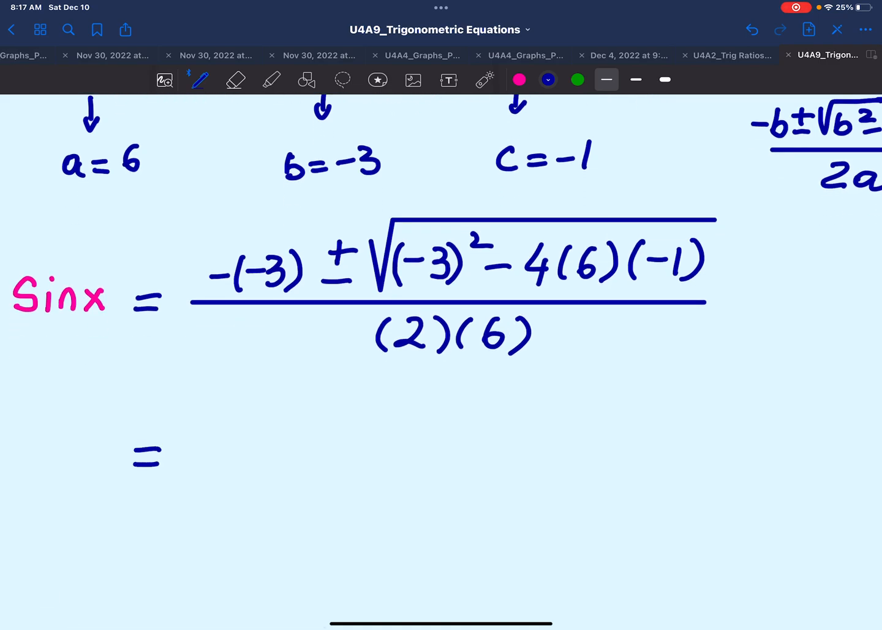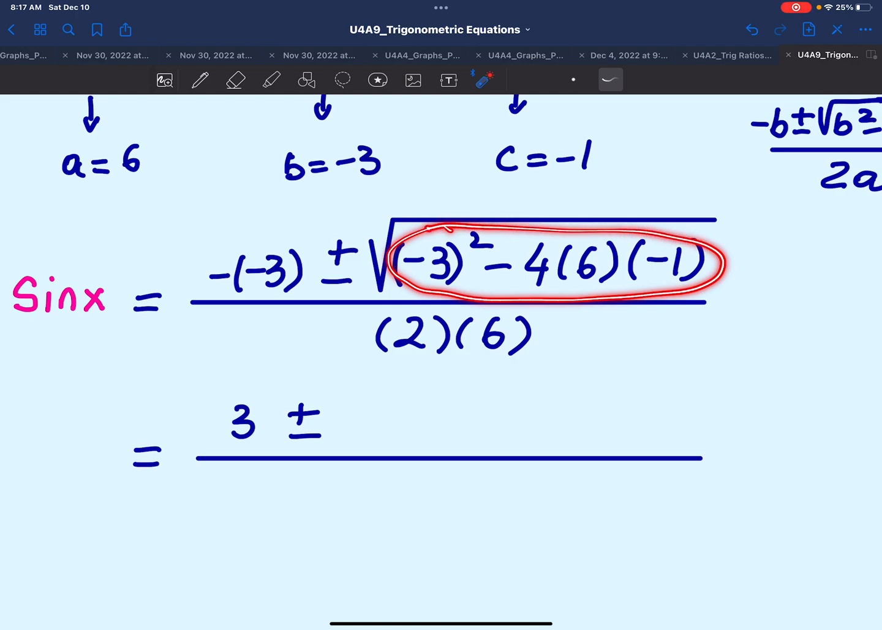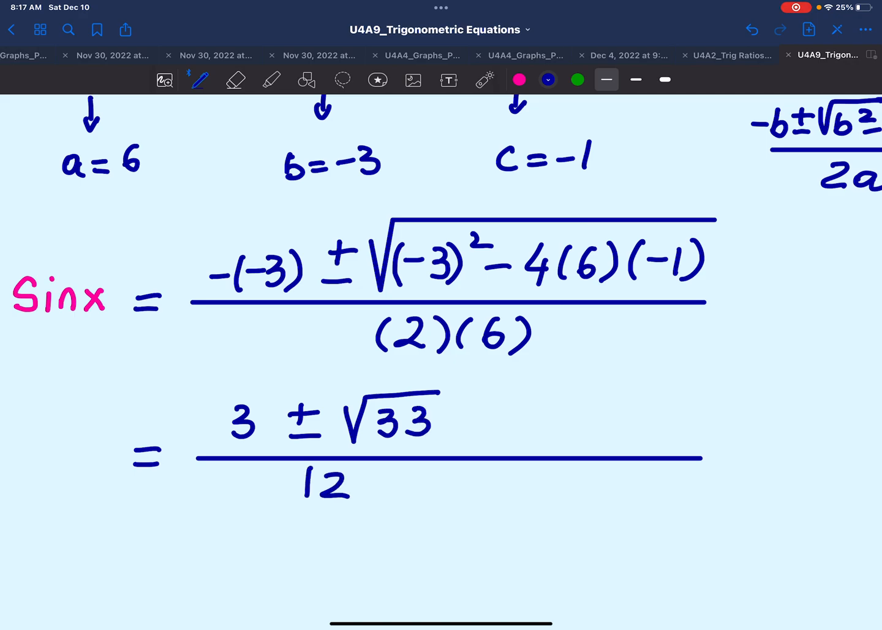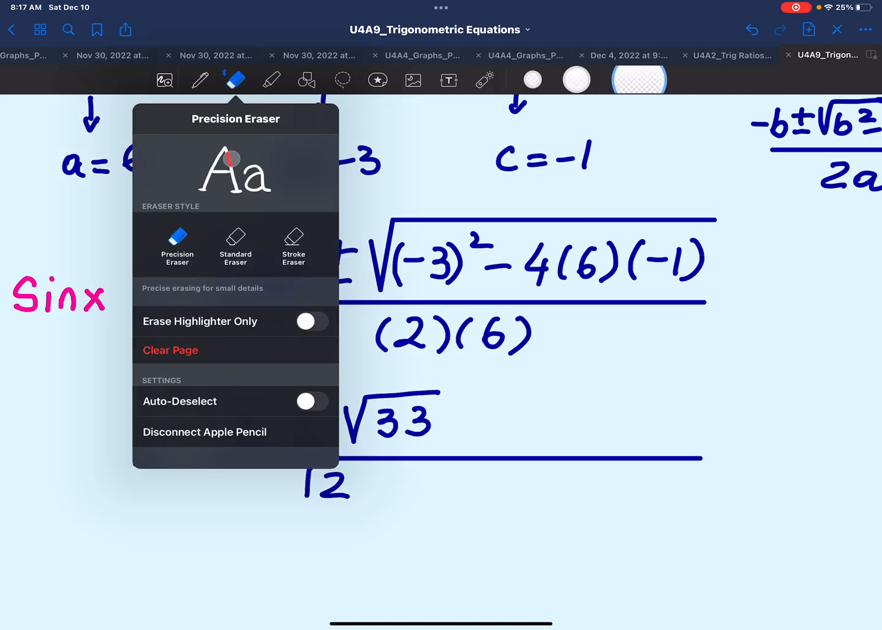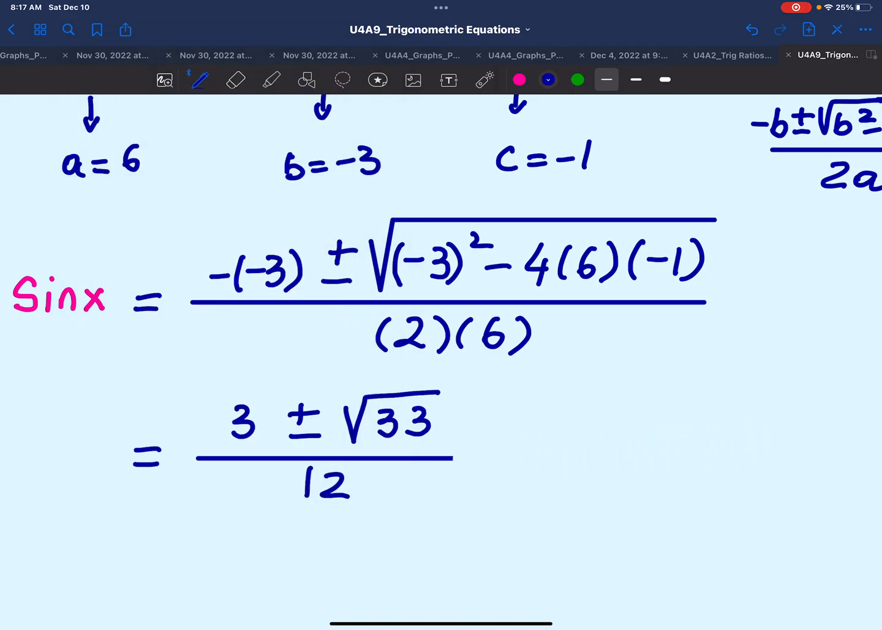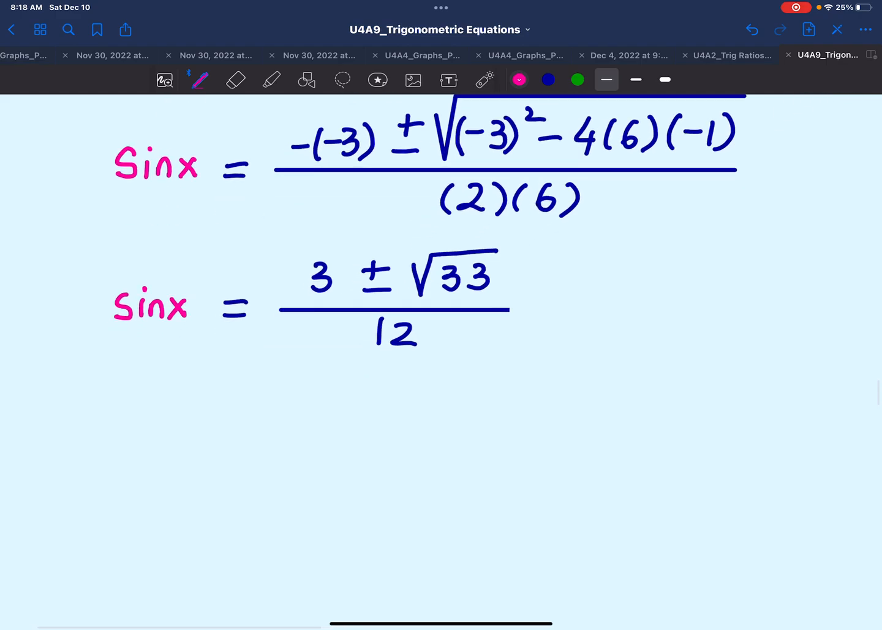So here we have sine of x equal to positive 3 plus or minus. You just evaluate this expression in the calculator or in your head. So this would be a positive 9. This would be a positive 24, which makes the expression inside the root 33 over 12. Now this would be the sine of x. We are ready now to determine the value of sine of x. And you can see that here we have two solutions, the plus and the minus solution, right?